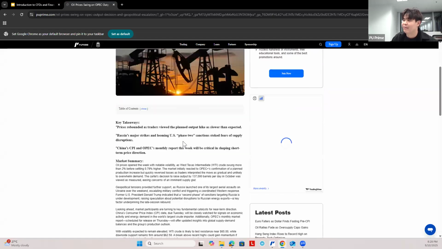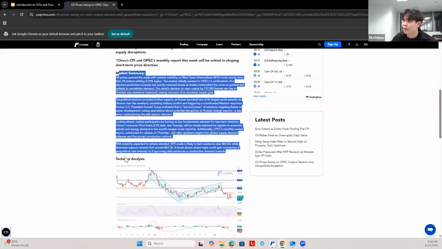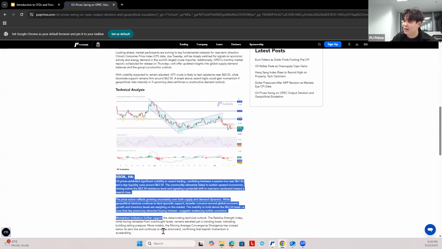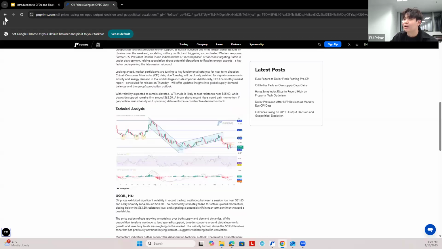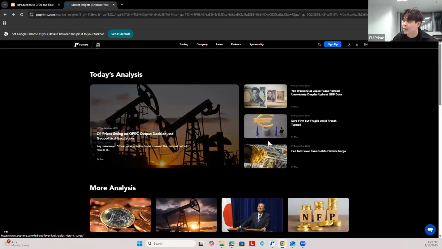And then you can see we will update what happens in the market as a market summary. And then we'll give you the charts as well as technical analysis explanation. So every day we will provide 4 different types of asset classes which experience the biggest movement. You can go through it if you're interested.